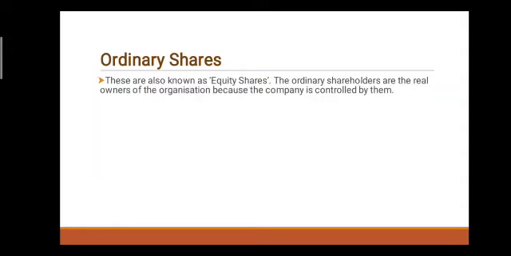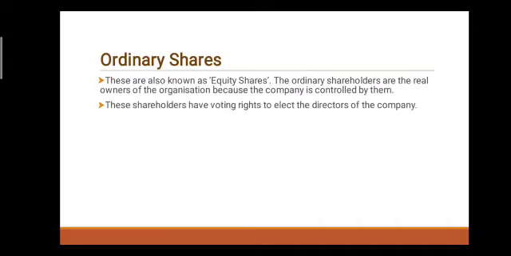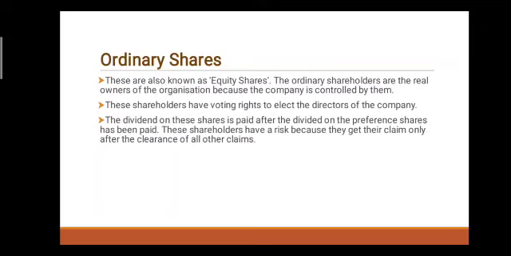Ordinary shares. These are also known as equity shares. The ordinary shareholders are the real owners of the organization because the company is controlled by them. These shareholders have voting rights to elect the directors of the company. The dividend on these shares is paid after the dividend on the preference shares has been paid. These shareholders have a risk because they get their claim only after the clearance of all other claims.